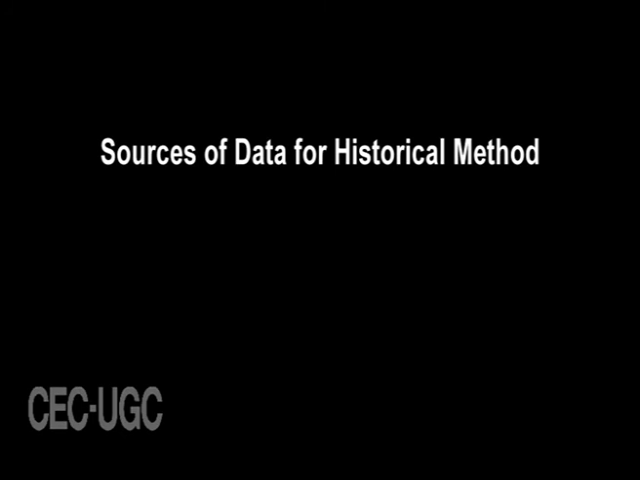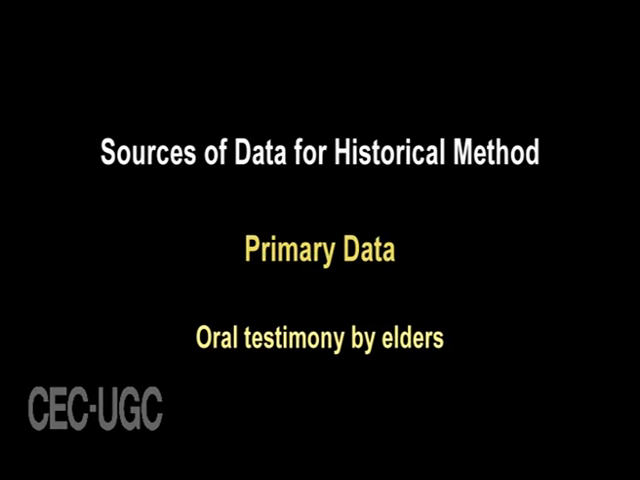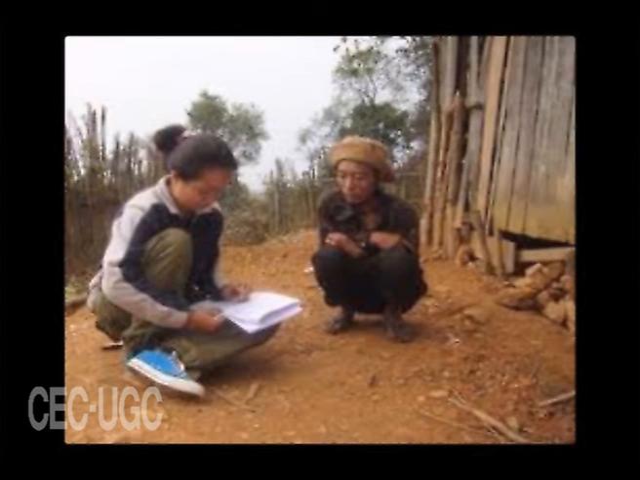Obtaining the best data available to solve a problem is an initial and important task of a historical researcher. The sources of data for historical research consist of primary data and secondary data. Primary data, oral testimony by elders. These are spoken accounts of a witness or participant in an event.